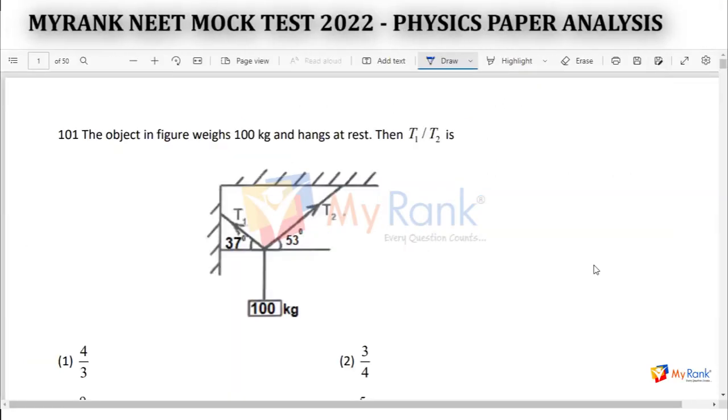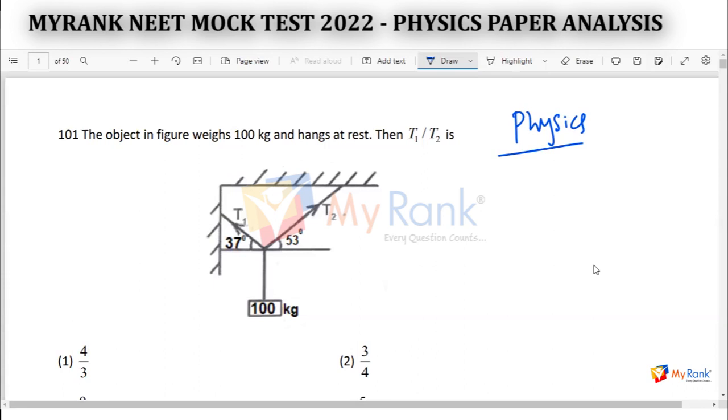Welcome. This is the paper discussion of the paper held recently from Myrank. This paper was conducted on 13th July. This is the physics paper discussion, students. These questions are given from 101.